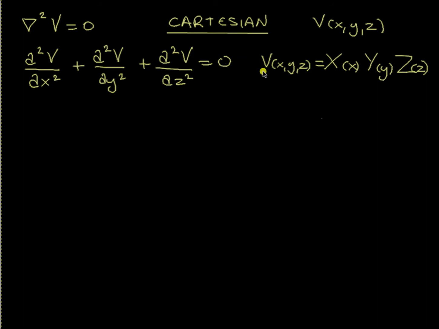In the method of separation of variables, we make the assumption that the potential, which is a function of x, y, z, is a product of one function that depends only on x times one function that depends only on y times a function that depends only on z. Now what I will do, I will take this and I will plug it into the Laplacian for the Cartesian coordinate system.